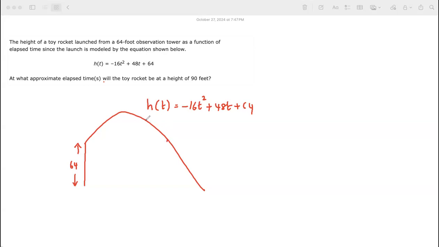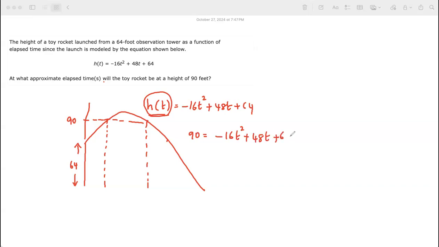It will be at 90 feet at two times. Do you see here? This is 90 feet. How do we find it, guys? Don't you equate the equation to 90? Exactly. When you equate the equation, the height should be 90. You will have two values of t. So 90 will be equal to minus 16t square plus 48t plus 64.